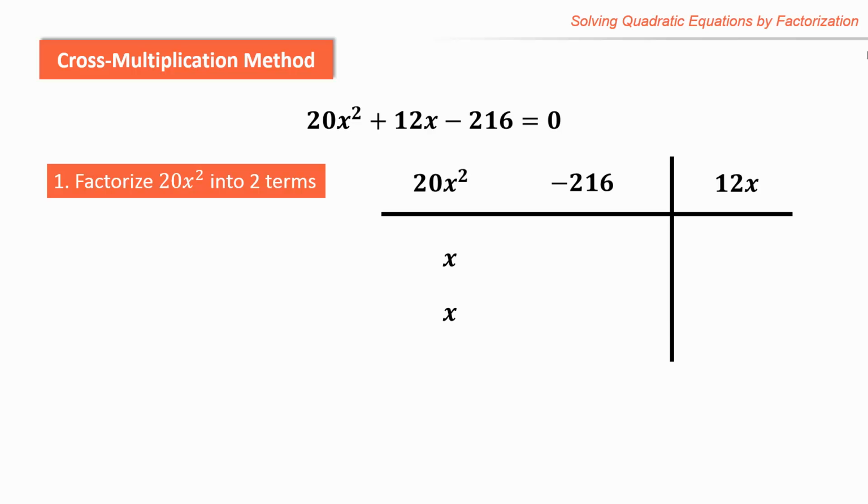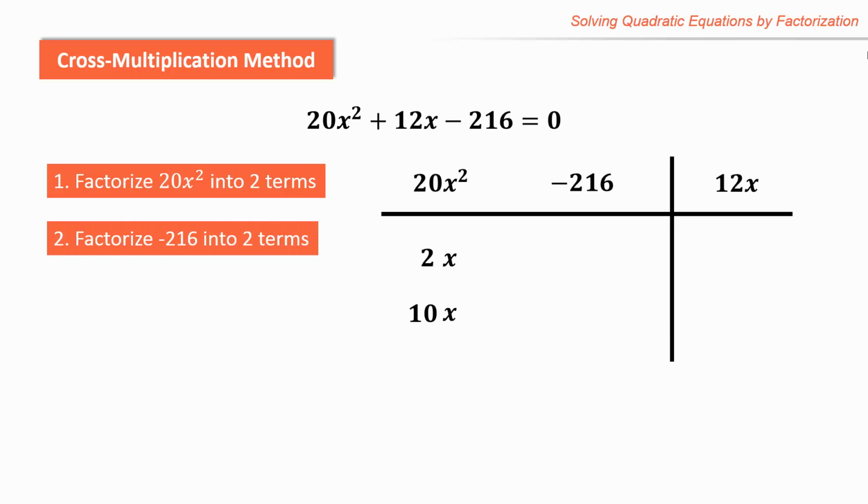As for the coefficients, let us try 2 and 10. Verify that whatever you put here must multiply to give 20x squared. In step 2, we do the same thing to negative 216, meaning to factorize negative 216 into two terms and then to put the factors into the two rows. Let us try negative 4 and 54, since these numbers multiply to give negative 216.